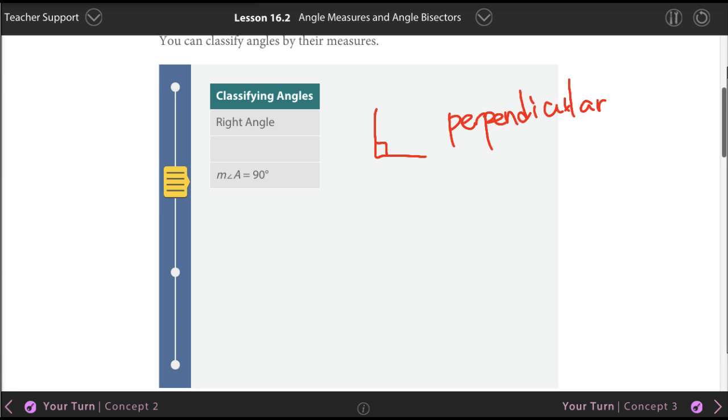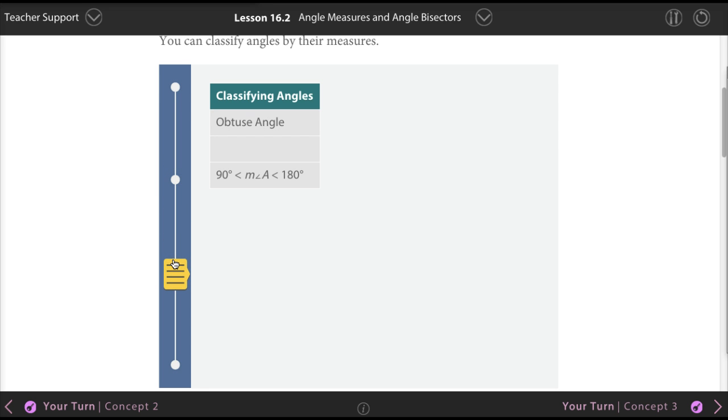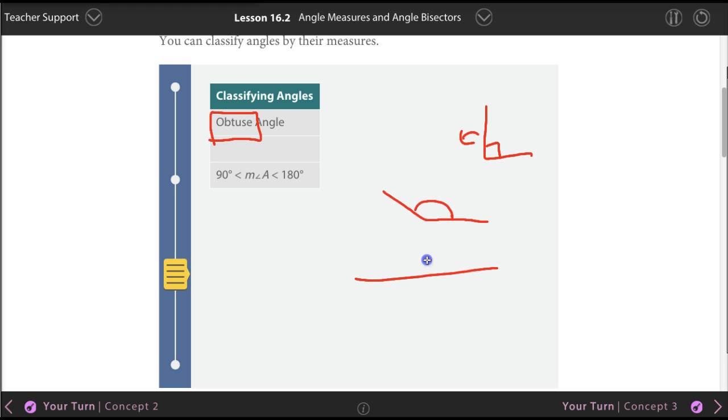All right. What's the next one? An obtuse angle. An obtuse angle is fatter than 90 degrees. It has to be fatter. Okay, obtuse. So these would be like an obtuse angle. Okay, but it has to be smaller than 180 degrees, okay?